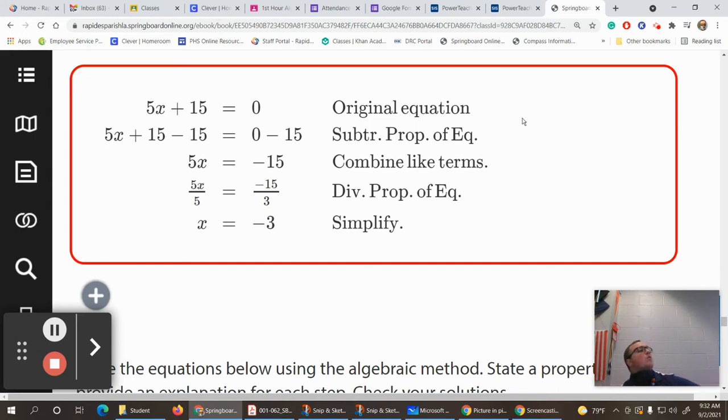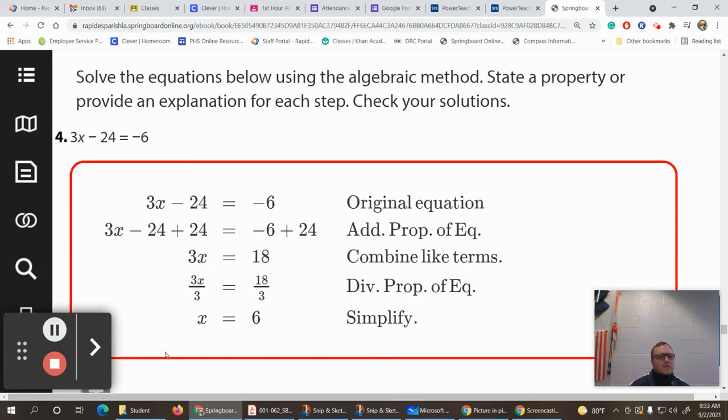When you multiply or divide, the next step is always simplify. So addition and subtraction property of equality, the next step is combine like terms. The division property of equality or multiplication property of equality, the next step is to simplify. What's your first step? Your first step is always the original equation. You state the problem, right?